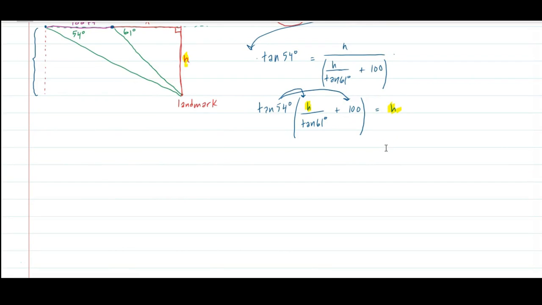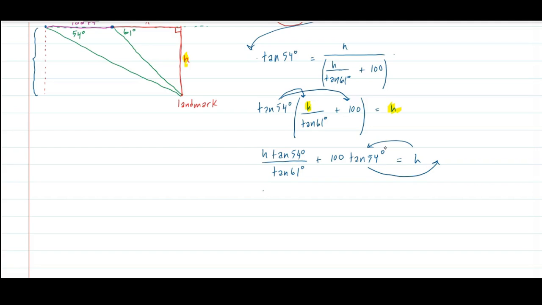And so when we do that, we end up with h tan 54 degrees divided by tan 61 degrees, and 100 tan of 54 degrees on the left side. On the right side, you simply have an h. Now again, the whole point is to get the h's onto one side. So what I'm going to do here is bring this guy over to the right side. I'm going to bring the h to the left side.